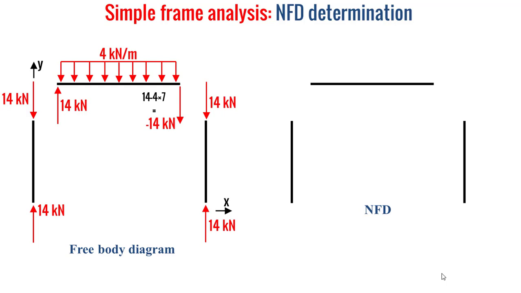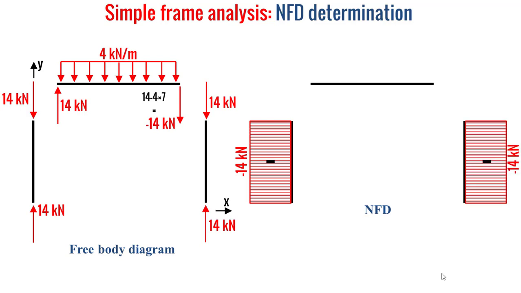The normal force diagram will be determined based on the forces applied on the columns and on the beam. So it is clear that the columns are subjected to a compression, which is a normal force equal to 14 kilonewton in the opposite direction of y. So we will have minus 14 kilonewton at the left-hand column as normal force, and same thing for the right-hand column. So the normal force minus 14 kilonewton is applied along the two columns.